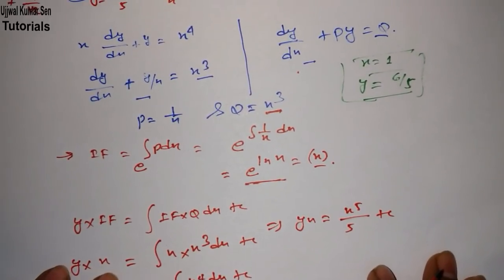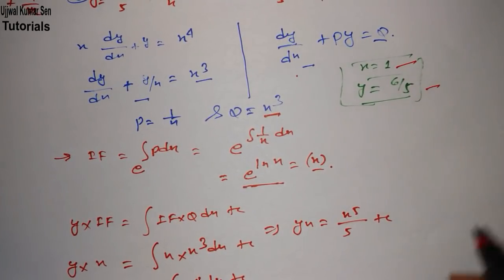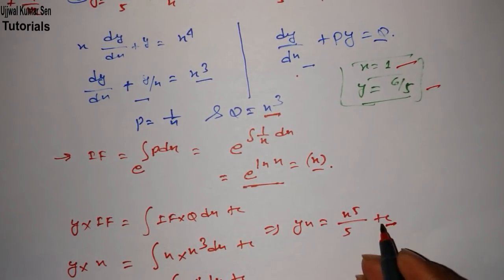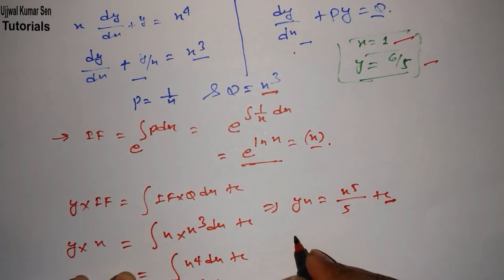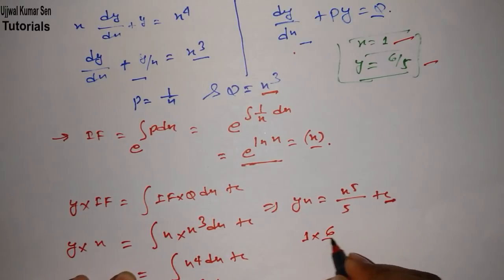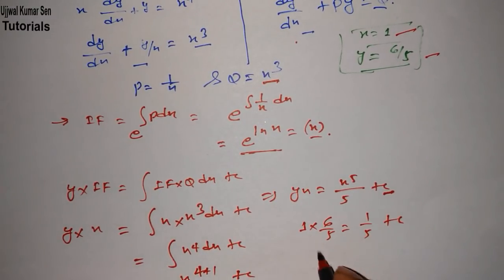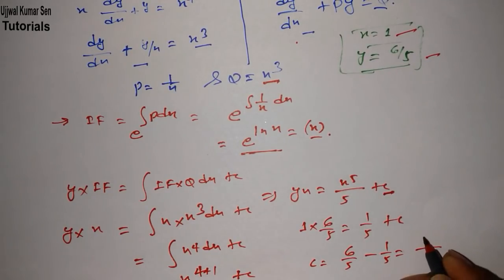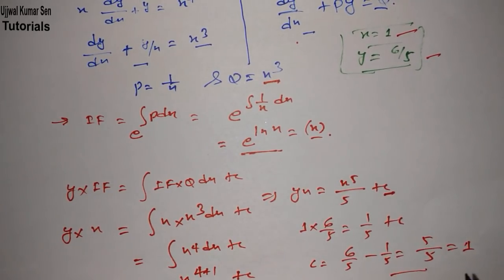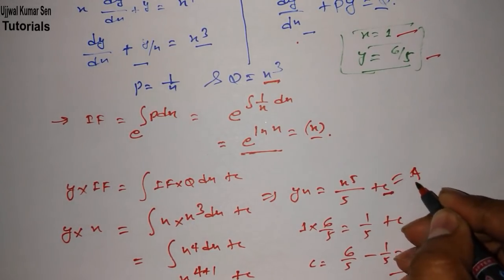Now by using these two values we can get the value of c. So put the value x is equal to 1. So x is equal to 1, y is equal to 6 by 5, which is equal to 1 by 5 plus c. Send this value to this side. So c is equal to 6 by 5 minus 1 by 5, is equal to 5 by 5, is equal to 1. That means the value of c is 1, right?